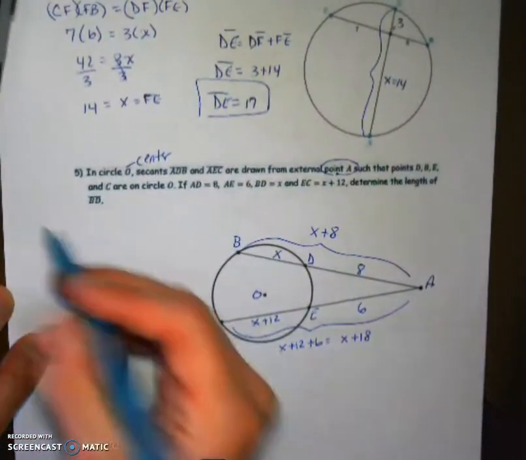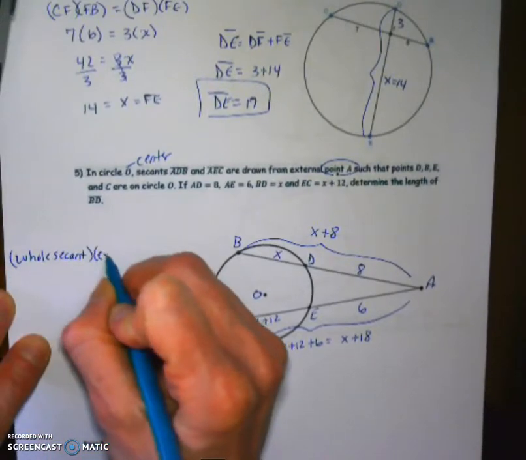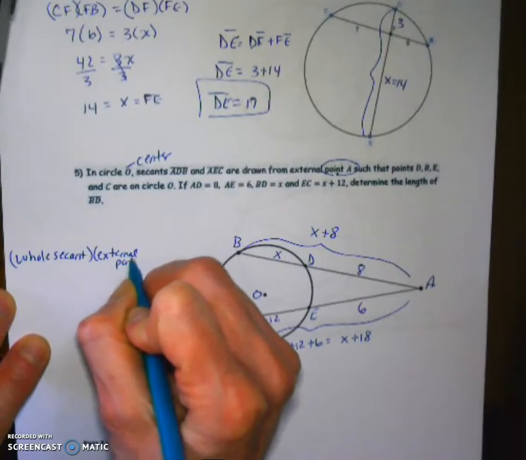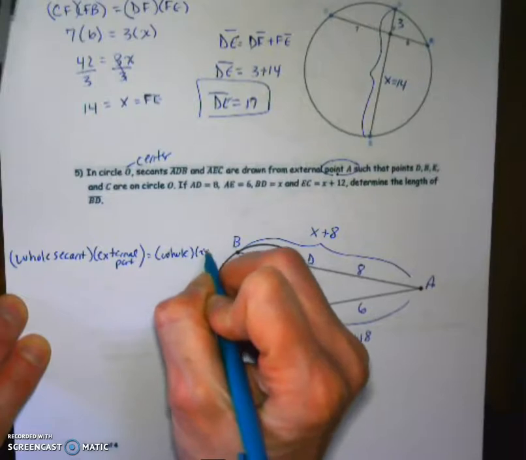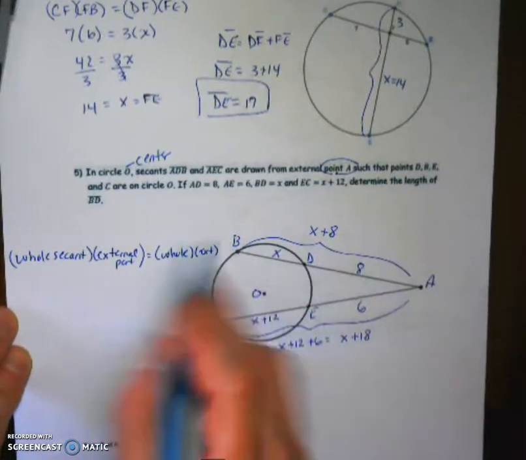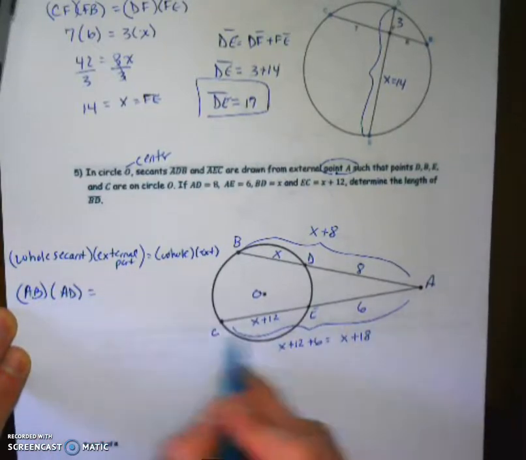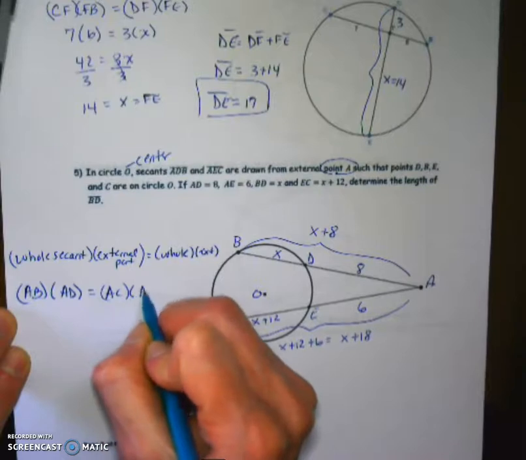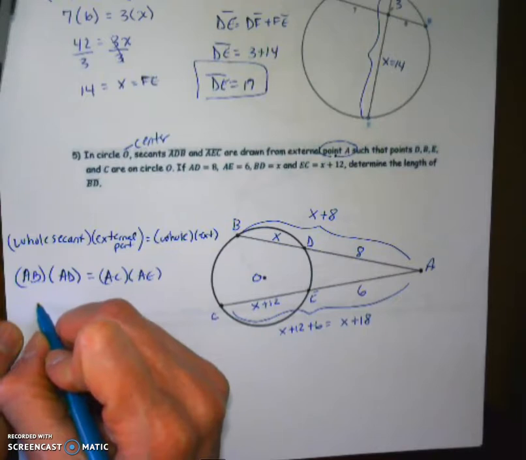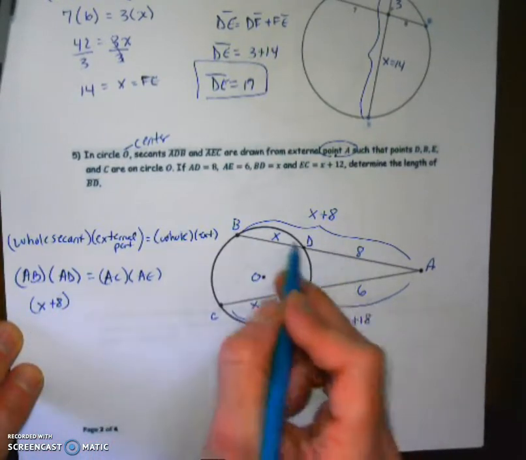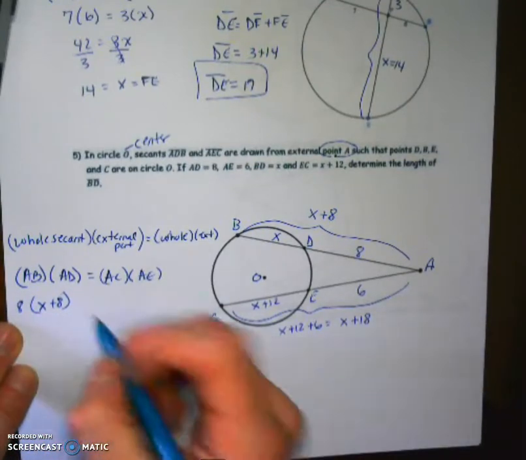So in order to do that, we're going to take the whole secant and multiply it by its external part. And that's going to be equal to the other whole secant times its external part. Okay, so the whole secant AB times the external part AD is equal to the whole secant AC times its external part AE. So now we're just going to plug in. We have X plus 8 times 8, but I'm going to put the 8 here in the front, right? Multiplication is commutative. I can write it either way.